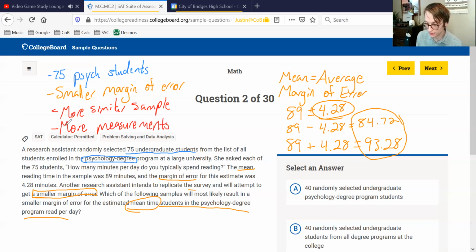These are the 2 things that you're looking for. If you want smaller error, you will look for a sample where the people are more similar to each other, and you will take more measurements.